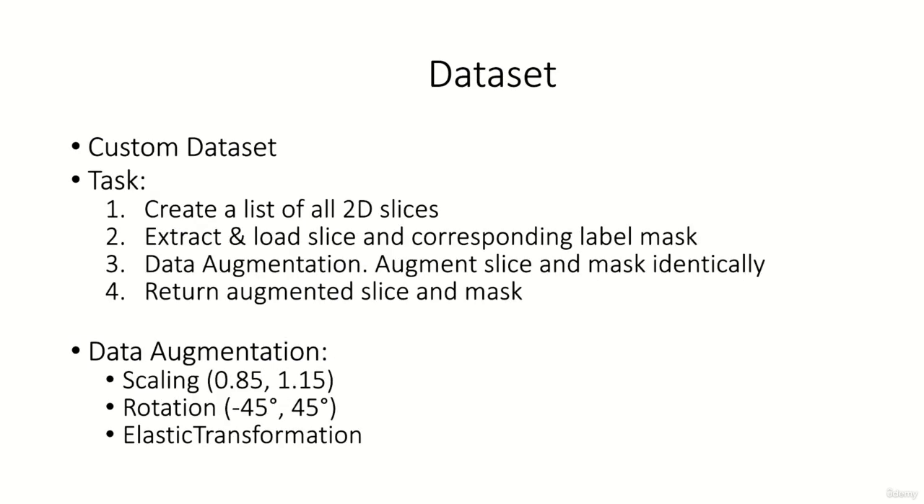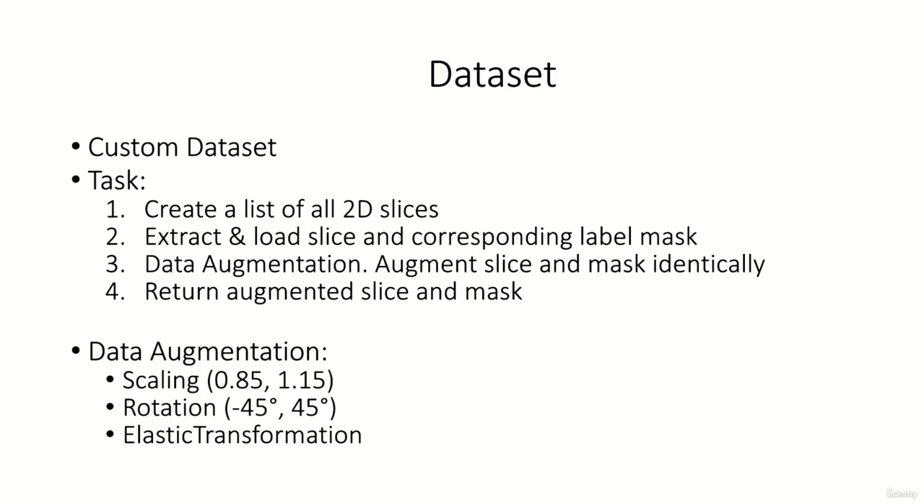At first, our dataset needs to create a list of all two-dimensional slices. Next, given an index, it has to load the slice and corresponding label mask. After loading our data, we have to augment slice and mask identically. Last but not least, we need to return the augmented slice and mask. We use scaling, heavy rotation and elastic transformations for augmentation. Elastic transformations augment an image by moving the pixels locally around using a displacement field.